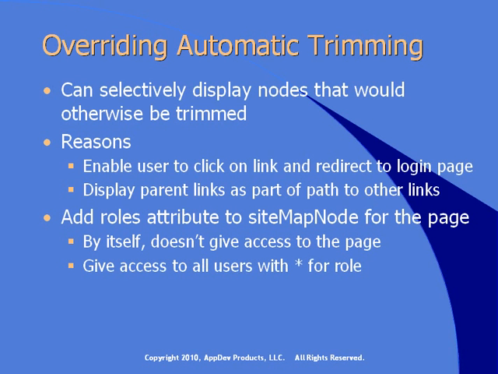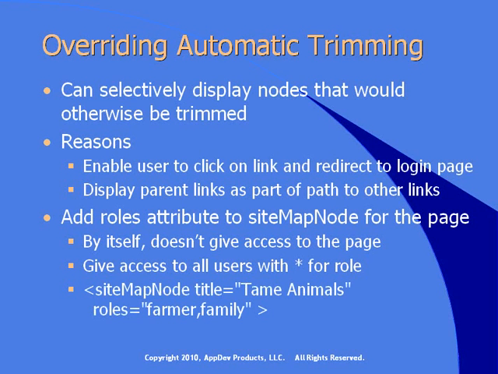You can also display a node to all users by setting the roles attribute value for that node to an asterisk. This is often appropriate for nodes that contain links to external sites. In the example site, you need to add a roles attribute to the Tame Animals node, which doesn't have a URL and therefore is not authorized for any user. And so as you saw in the code, you just add the roles attribute and provide a comma-delimited list of the roles that are allowed to see that node within the navigation hierarchy. So with the roles attribute in place, you'll find that you can log in as Joe Farmer or Joe Family and get the expected results. The navigation controls only show pages that you're authorized to view.